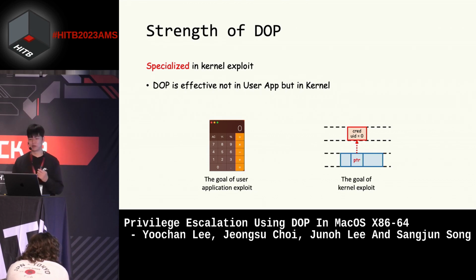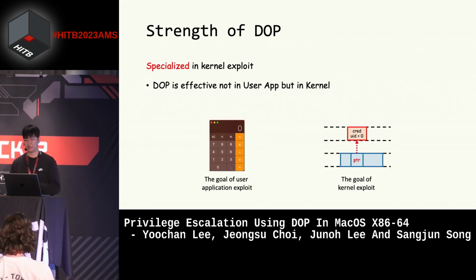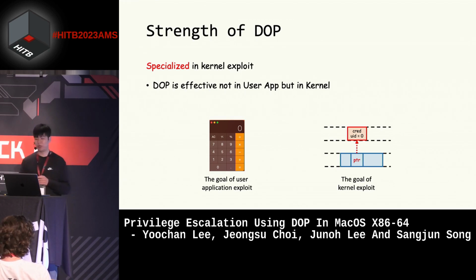Let's talk about the strengths of DOP. DOP is more specialized in kernel exploits than user application exploits. This is because the goal of a user application exploit is executing another application. That is, it must involve executing functions like exec. On the other hand, the goal of a kernel exploit is to write 0 to the UID element of the cred structure. Therefore, DOP, which reads or writes specific data, fits into kernel exploits.